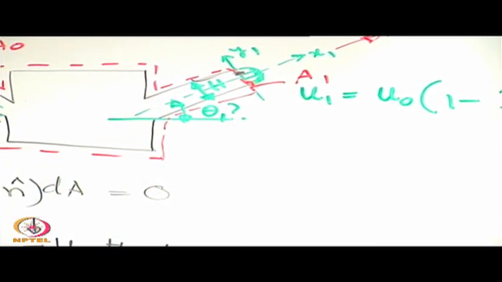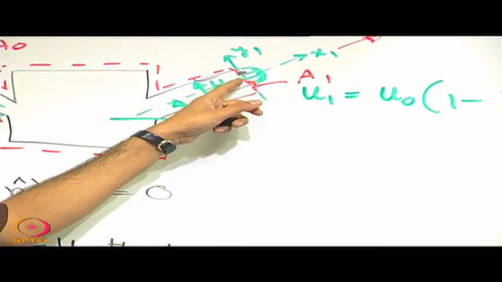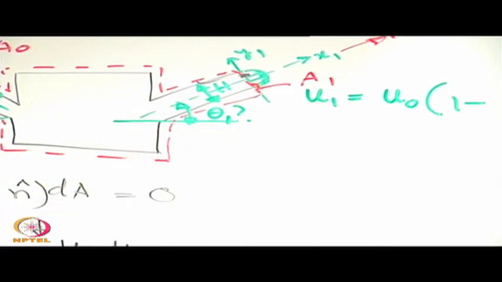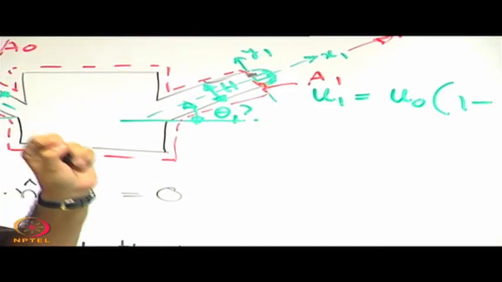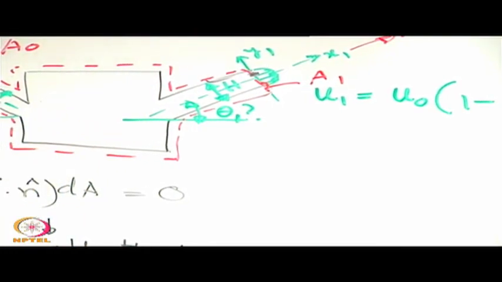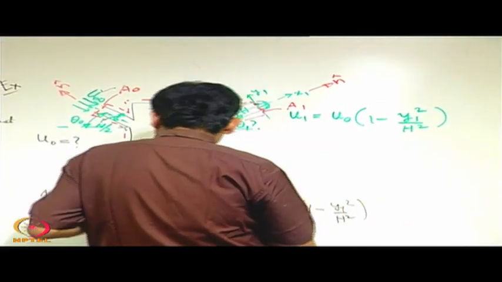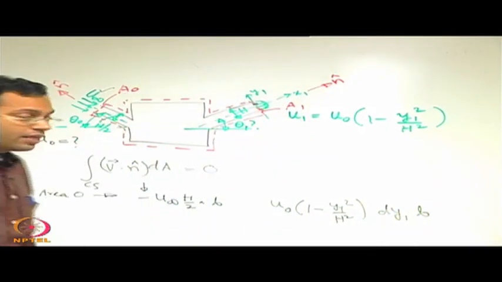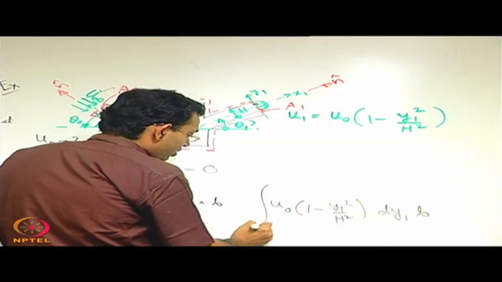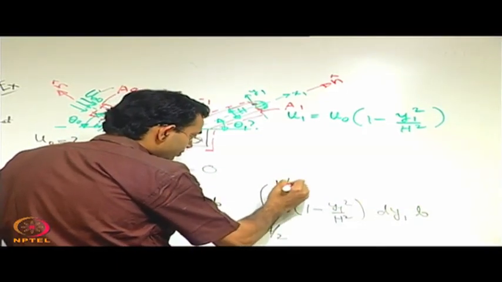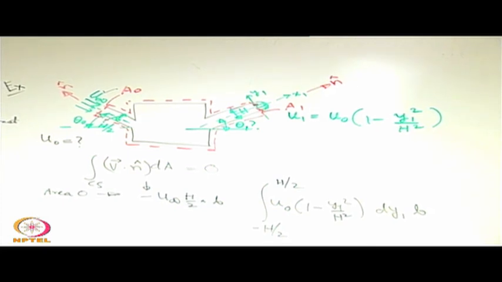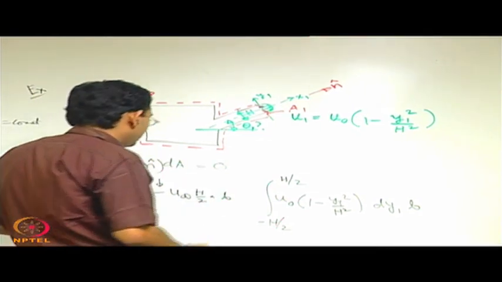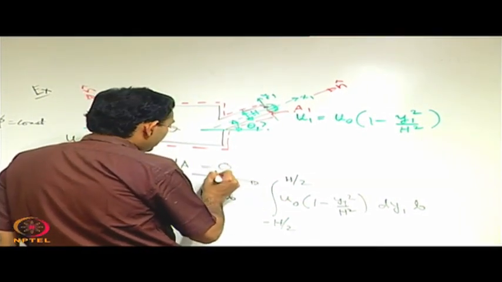So, what is that small element of the area? Say at a height y1 from the center line, see the coordinate system is from the center line. So, at a height y1 from the center line, say you have taken a small area of width dy1. So, the elemental area, dA given symbolically, is dy1 into b. If you integrate that from minus h by 2 to h by 2, then that will represent what happens for the area 1.